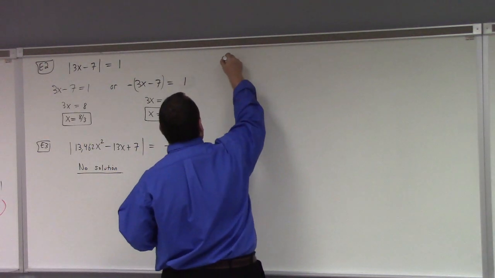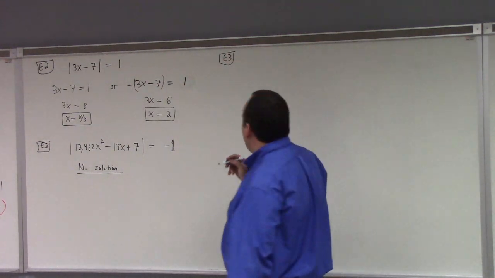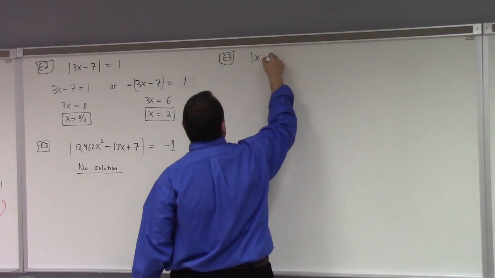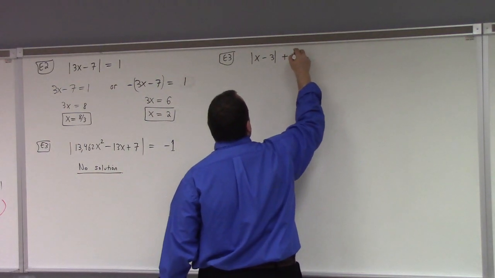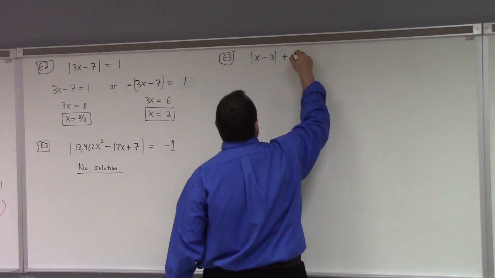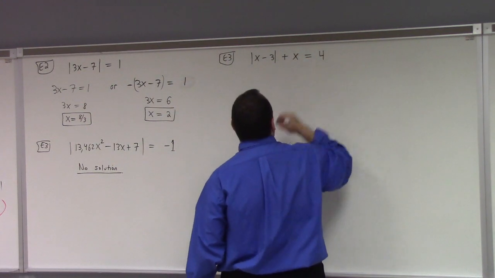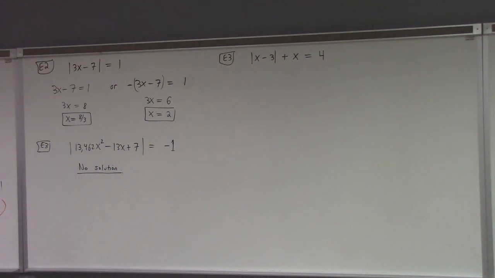So example 3. Did I ever move the camera over here? I did, yeah, okay. How about this? What if we had the absolute value of x minus 3 plus, I don't know, x equals to, let's say, 4. Now this one's different because we don't have absolute value. We got that x outside the absolute value, right? So this is a different kind of problem. But we can again attack it.